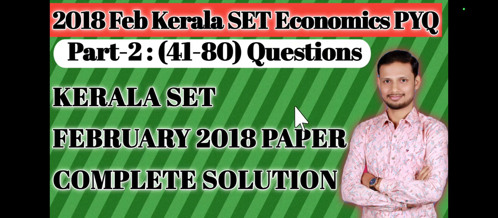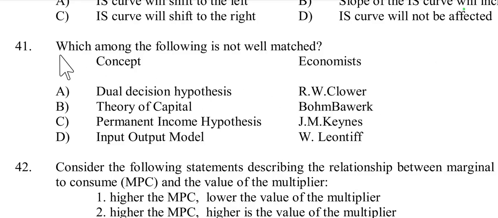So let's start today's video of the February 2018 paper. Today's first question is question number 41. Which among the following is not well matched? Concept and economist. First one is the dual decision hypothesis, given by R.W. Clower. Yes, this is right. Then the second one is theory of capital.